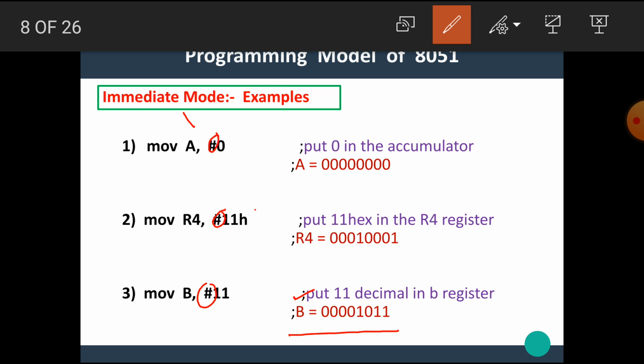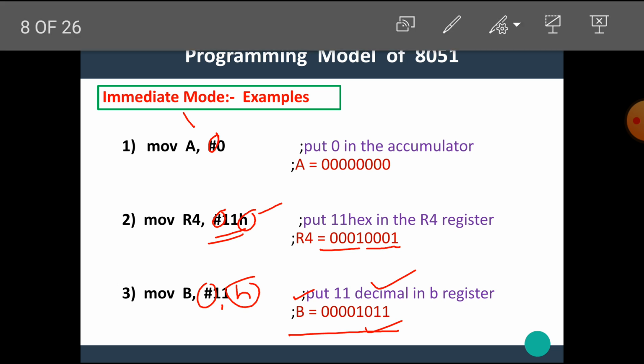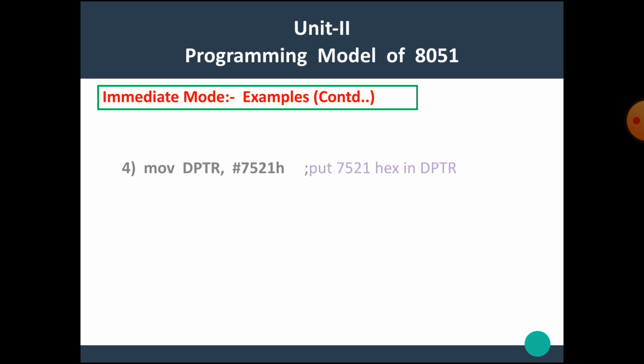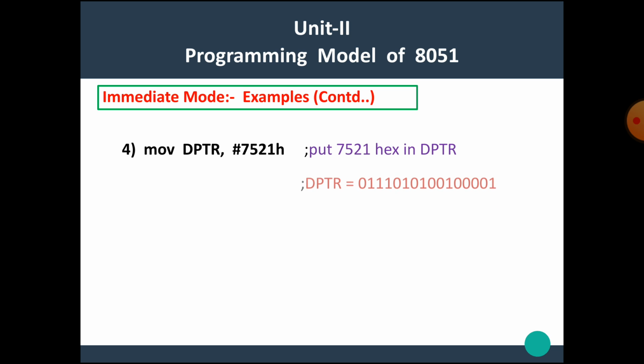Okay, here H represents the hexadecimal value, hence we put 11 as 0001 0001. But here H is not written, hence it is considered as the decimal value, and the binary equivalent of 11 is 1011. I hope you all understand the difference. Let's see one more example here.